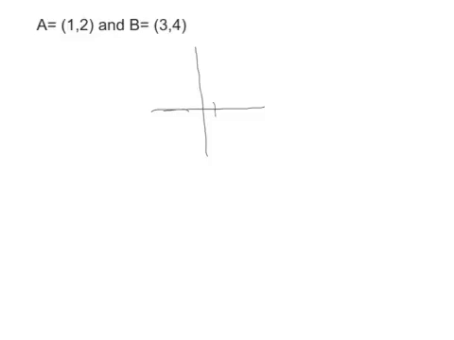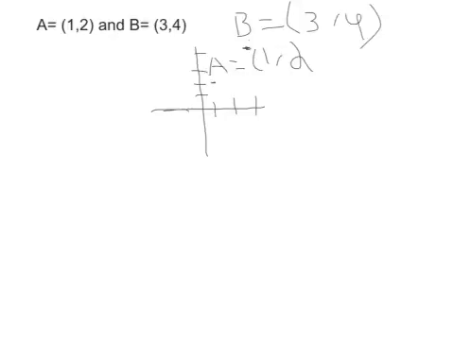So we have A, which is (1, 2). And then we have B, which is (3, 4), which is someplace like here. Which is B, (3, 4). Now, we are going to find the slope.